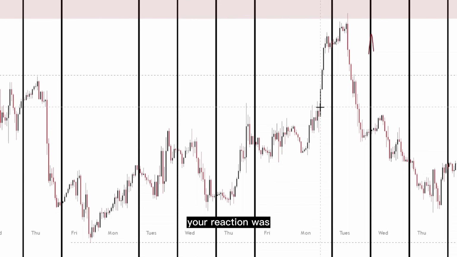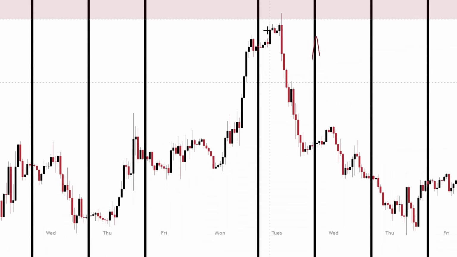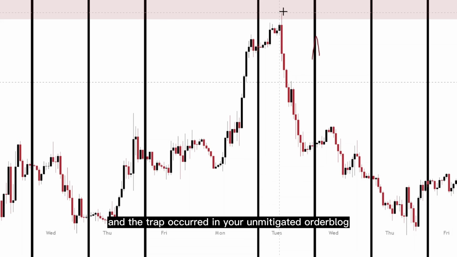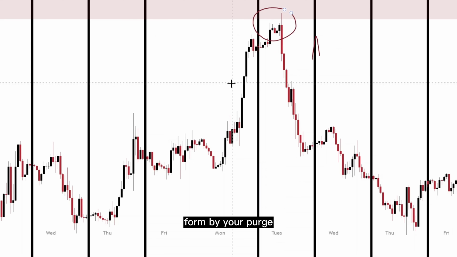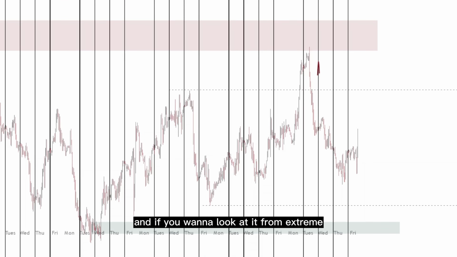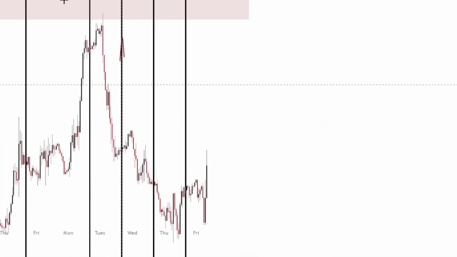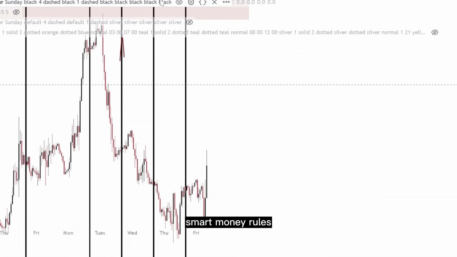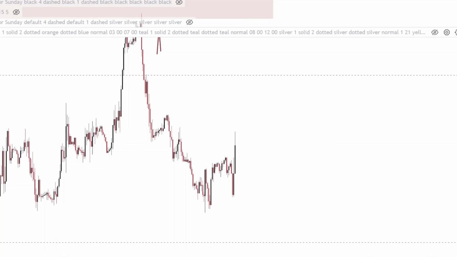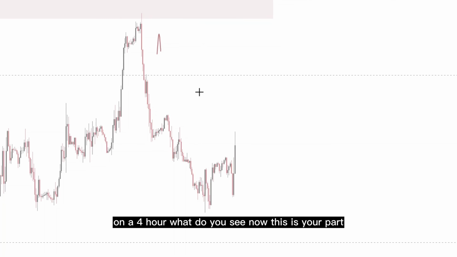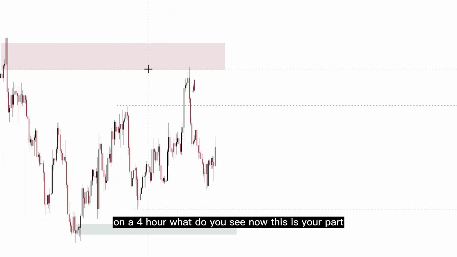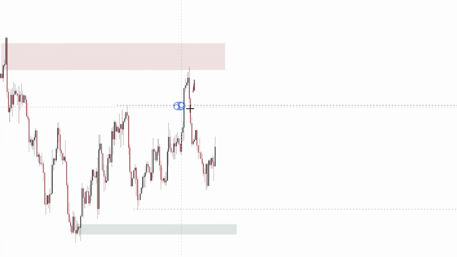So again, your reaction was the early of the week trap, and the trap occurred in your unmitigated order block formed by your purge. And if you want to look at it from extreme smart money rules, go on to 4 hour. What do you see now? This is your purge.